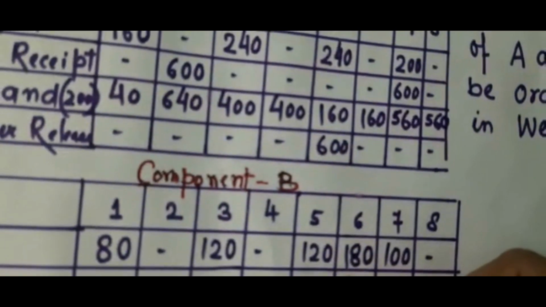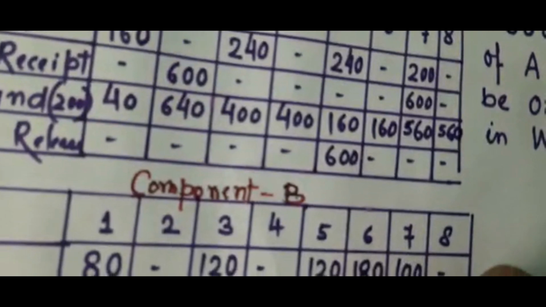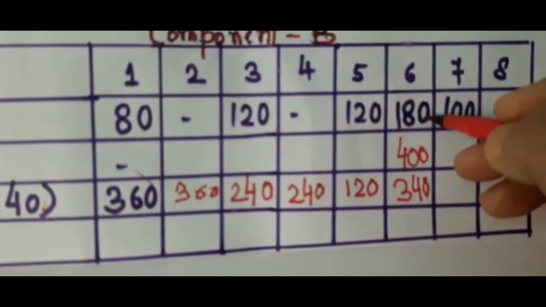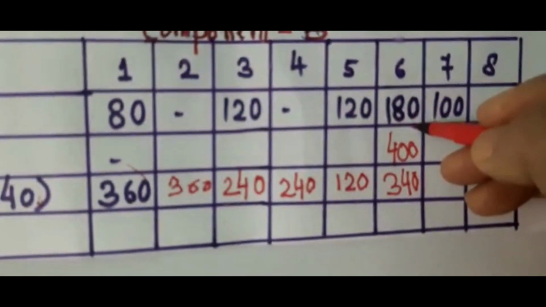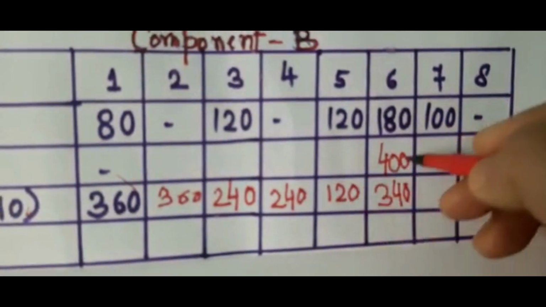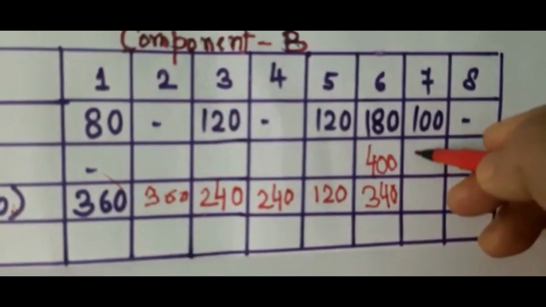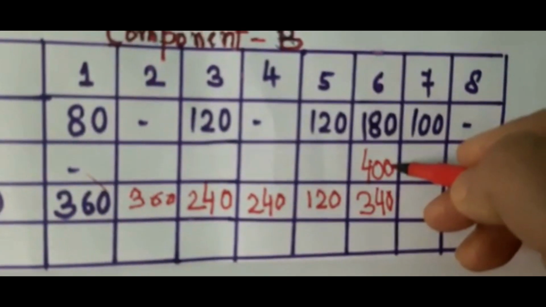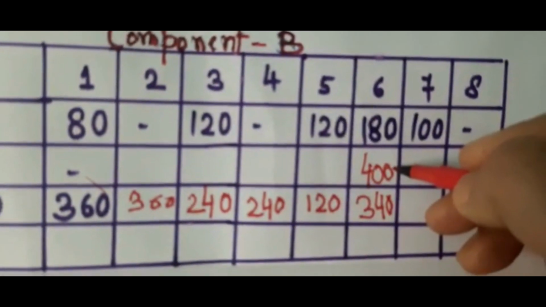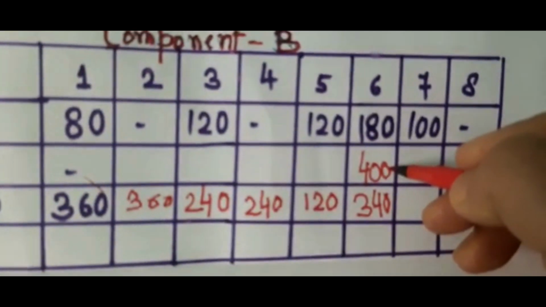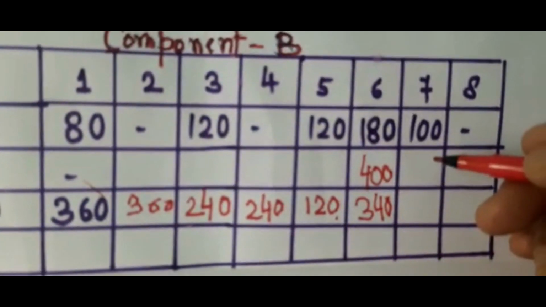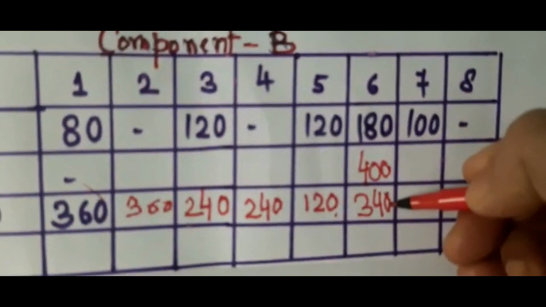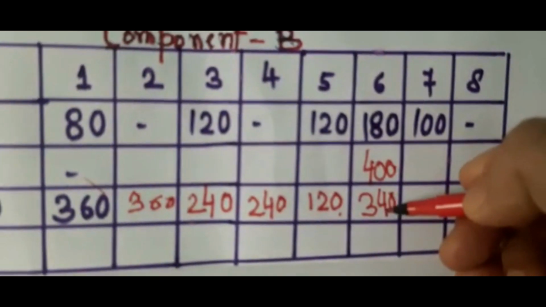340, I hope you understand. 120 was my inventory at the end of 5th week. In the 6th week, my demand was 180, so it cannot be furnished by this quantity. So I have to receive something. I should schedule some receipt in the 6th week, and that too, it should be in terms of my order quantity, which is 400. So my total stock becomes 400 plus 120, that is 520, out of which 180 is the demand. So my total inventory at the end of 6th week is 340.